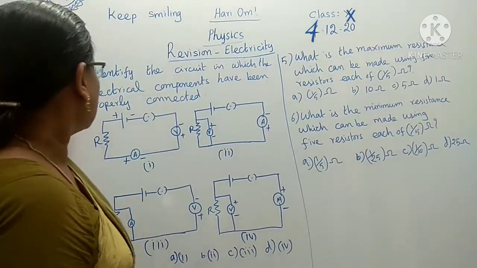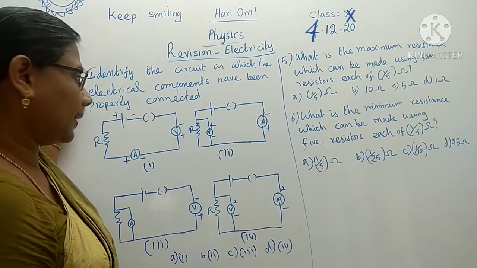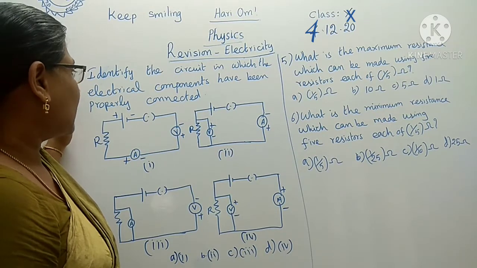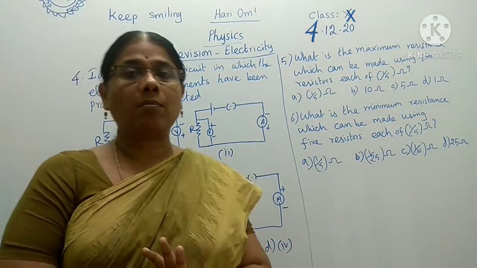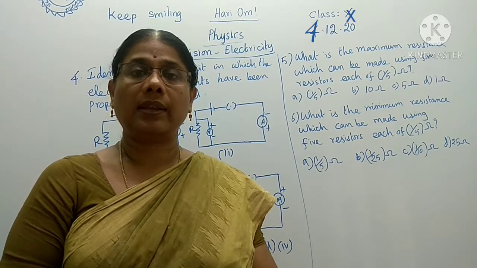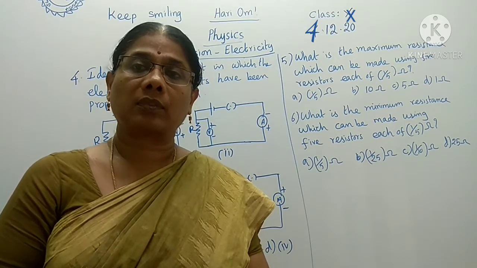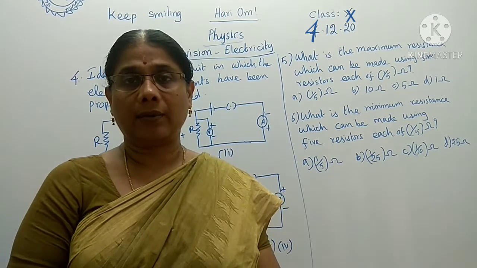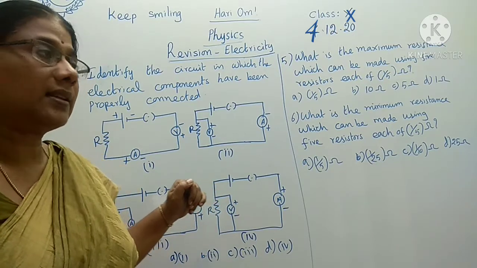Okay. Next question. Identify the circuit in which the electrical components have been properly connected. Okay, in which circuit the components are connected properly? How can we connect ammeter? Yes, ammeter should be connected in series. Then how can we connect voltmeter in the circuit? Yes, voltmeter should be connected in parallel. Okay, whether voltmeter is connected in parallel and ammeter is connected in series.